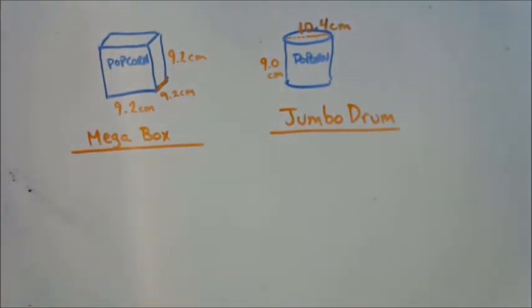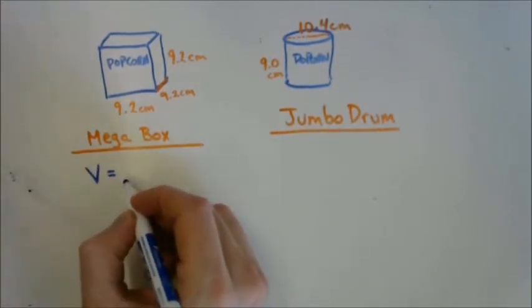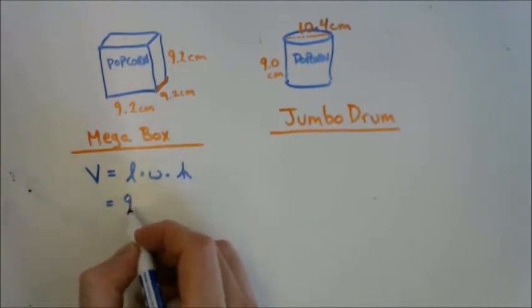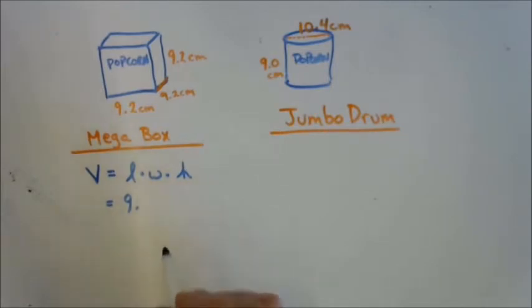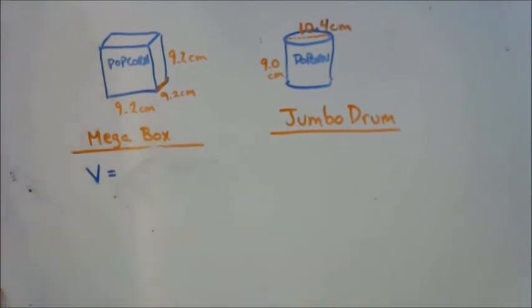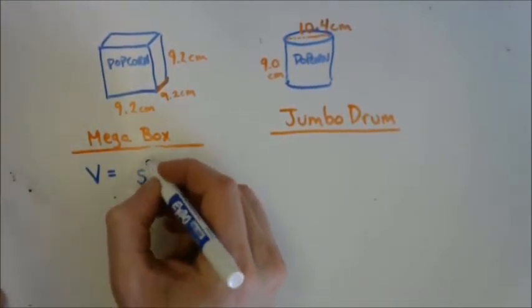And we need to determine which container is going to hold more popcorn. What should we do? Find the volume of each container. Now, do you know the volume of a cube? Length times width times height. So we've got 9.2. But hold on, let's not skip everything we've learned already. Instead of doing length times width times height, we'll do the side length cubed.